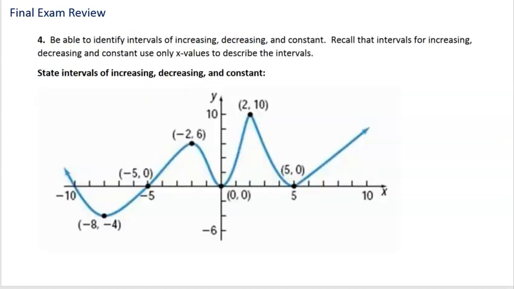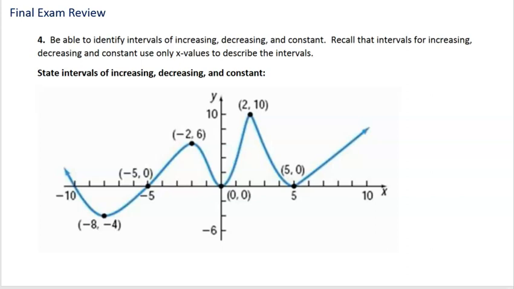Okay, so this problem says, be able to identify intervals of increasing, decreasing, and constant. So remember, increasing means the graph is rising from left to right. Decreasing means it's falling from left to right. And constant means it's completely horizontal. It says, recall that intervals for increasing, decreasing, and constant only use x values to describe the intervals. So first, let's just establish which is which.